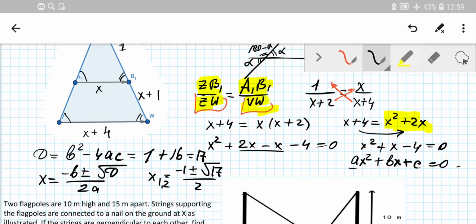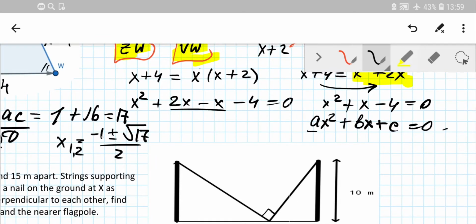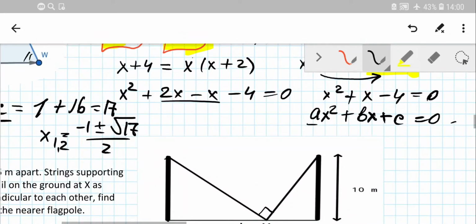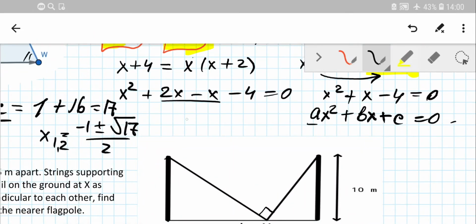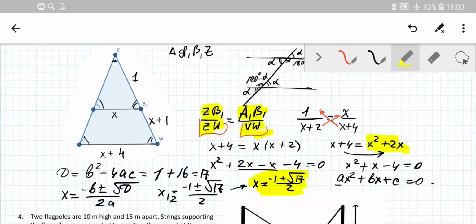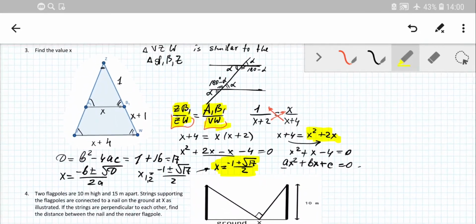That's two solutions. Seeing that minus 1 minus the square root of 17 is negative, and a side cannot be negative, in this case we only use the positive solution, so the final solution for x is minus 1 plus the square root of 17, over 2. That's the only solution. We were supposed to find x, and we found it. That was the solution for problem 3.